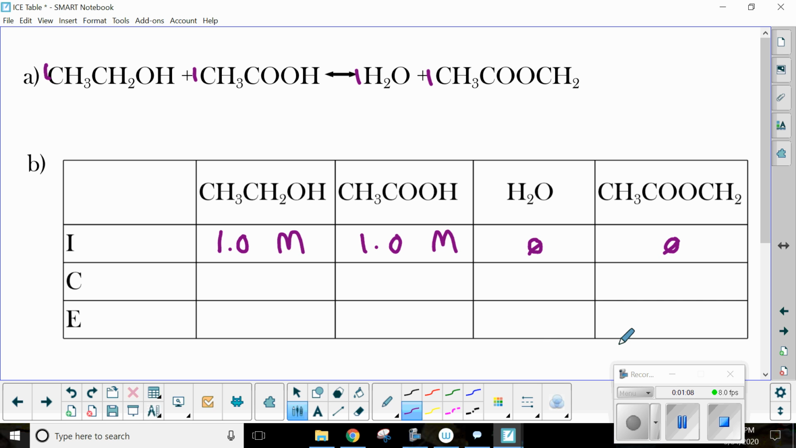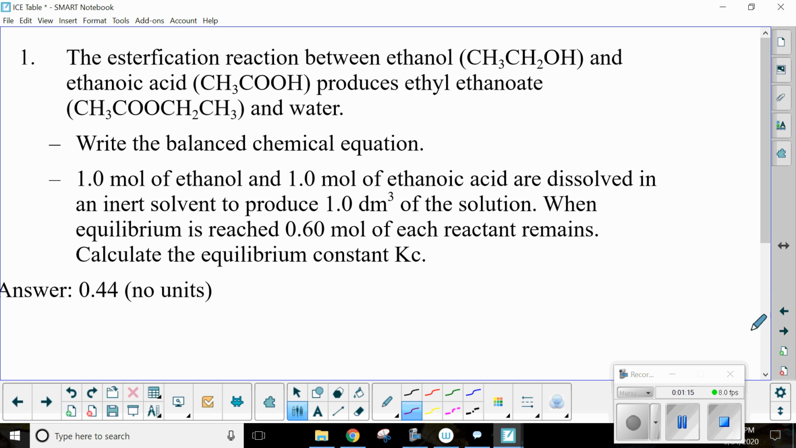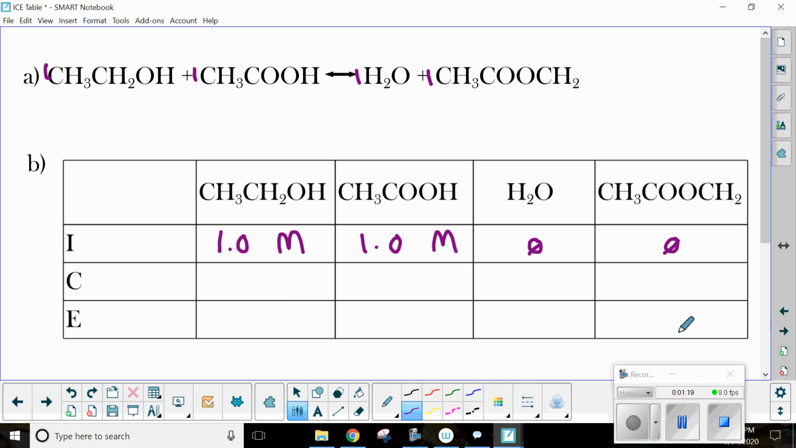This also tells me at equilibrium, I'm going to have 0.6 moles of each reactant remaining. So at equilibrium, I'm going to end up having 0.60 here and 0.60 here. And from this, I'm able to figure out how many moles were changed.